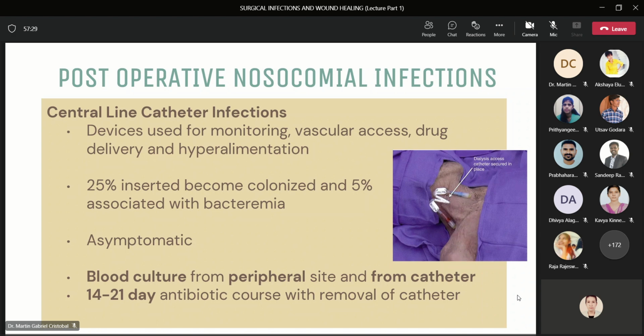The patients are usually asymptomatic, often exhibiting an elevated WBC, and blood cultures obtained from the peripheral site and catheter increase the index of suspicion. So, obvious purulence, severe sepsis, and bacteremia or fungemia should lead to catheter removal, and a 14 to 21 day antibiotic course is given.